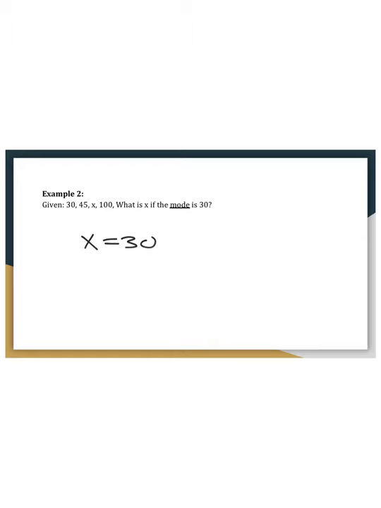The only way I can get my value of 30 to occur more often than the other two values is, again, if this is a 30, because then I would have two 30s, which would be the most often occurring value.